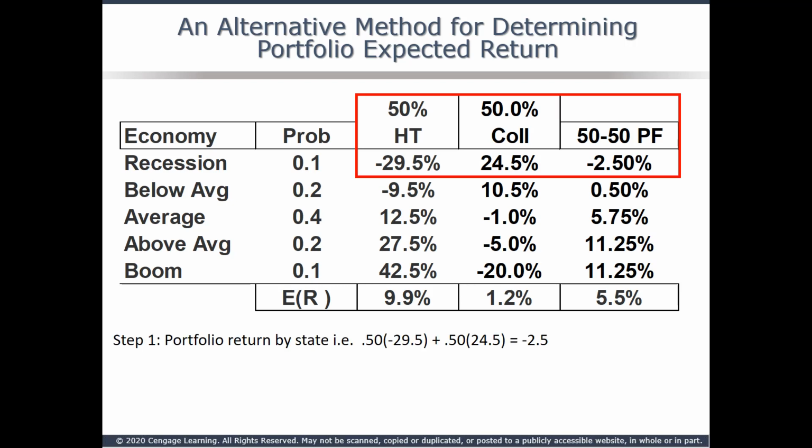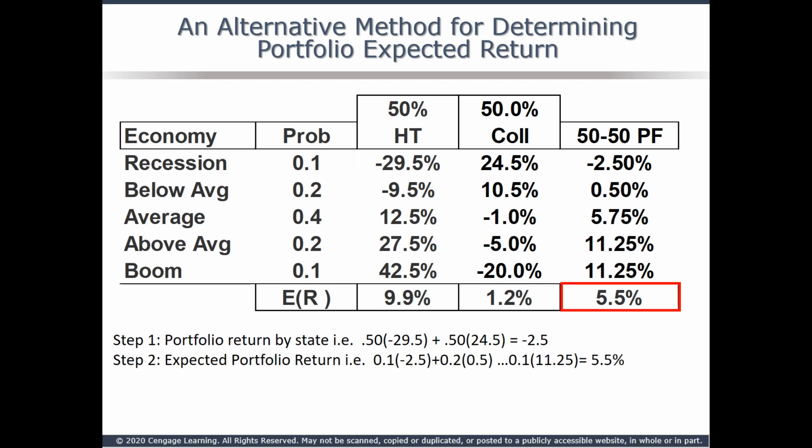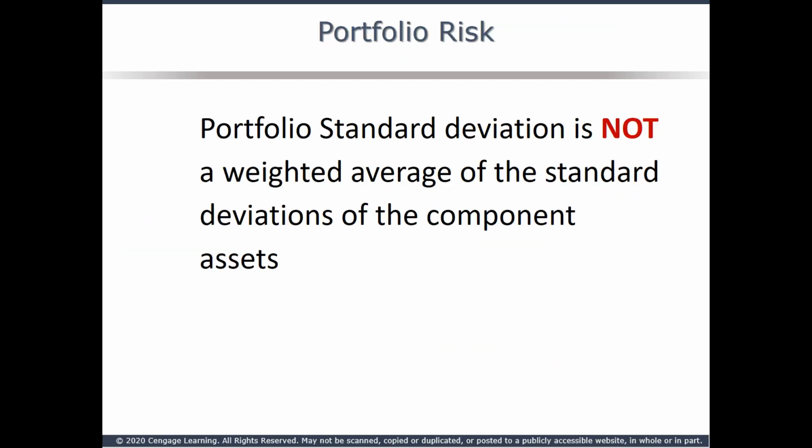First, we calculate the return during a recession of a portfolio of 50% high-tech and 50% collections. Then repeat that calculation for each state of the economy. Then we multiply those results times the probabilities and sum the results. That's our portfolio return, same as we found with the first method. Portfolio expected return is fairly simple.